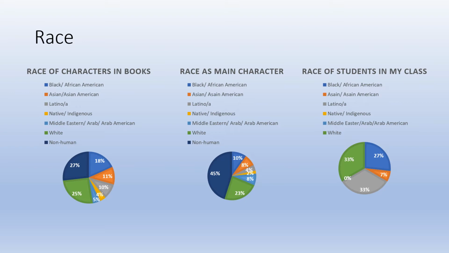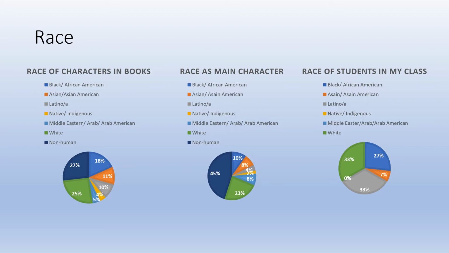On this slide, we're going to talk about race. So, if we look at the first chart, out of 50 books, 27% of the books included characters who are non-human, 25% are white, 18% are black or African American, 11% are Asian or Asian American, 10% are Latino or Latina, 5% are Arab or Arab American, and 4% are Native or Indigenous.